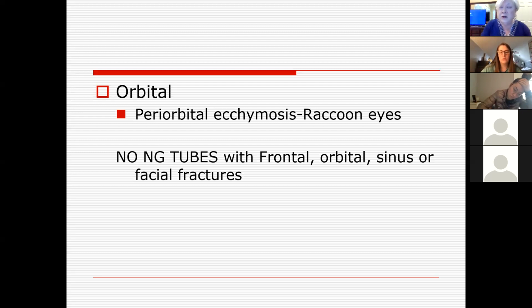So if they need an NG tube, we sit it in their mouth and send it down into their stomach, not in their nose. We may still call it a nasogastric tube, but it doesn't go in their nose. It's an oral gastric tube. We still say, put an NG tube down, but put it down their mouth. Put an oral gastric tube down.